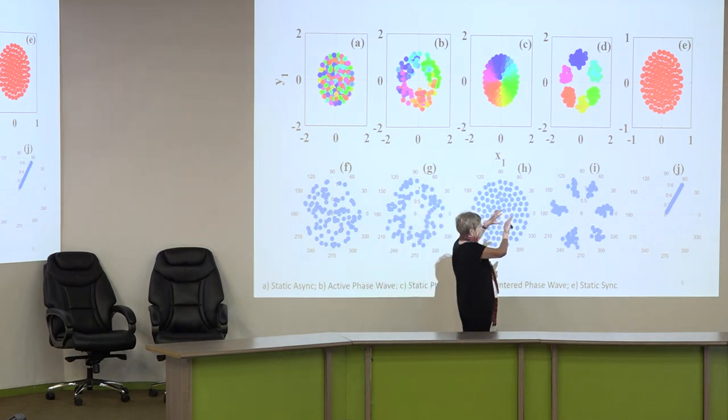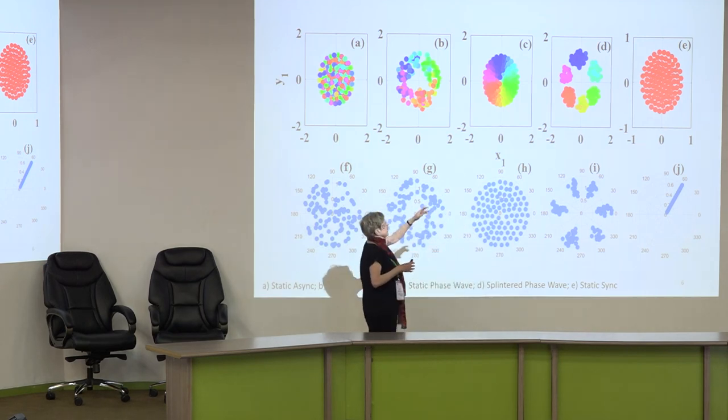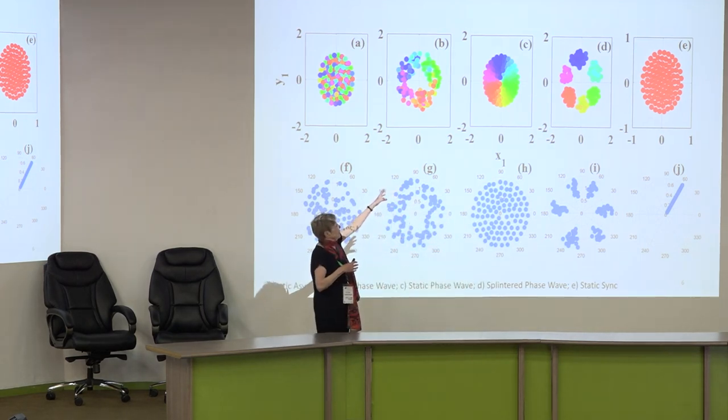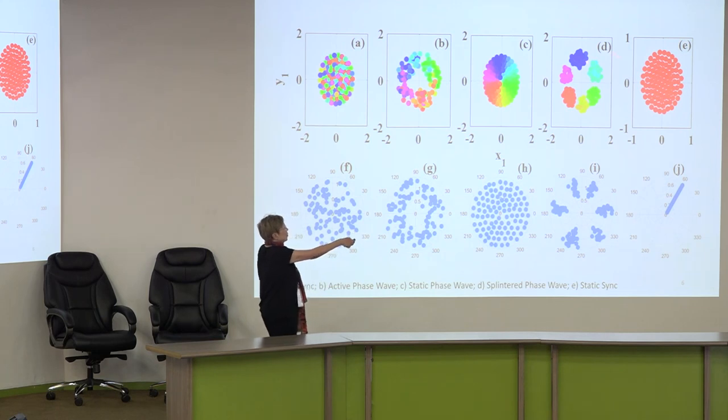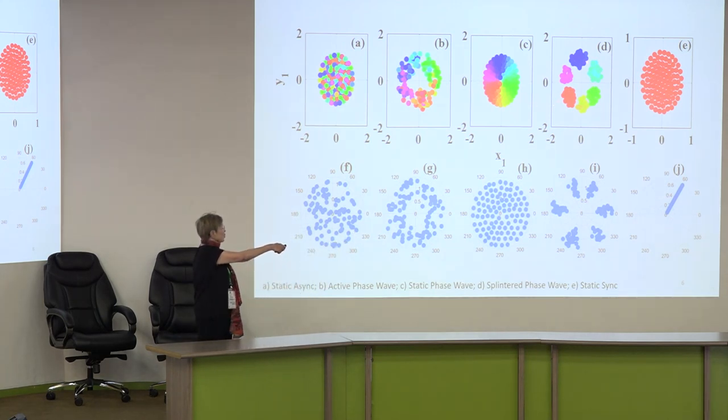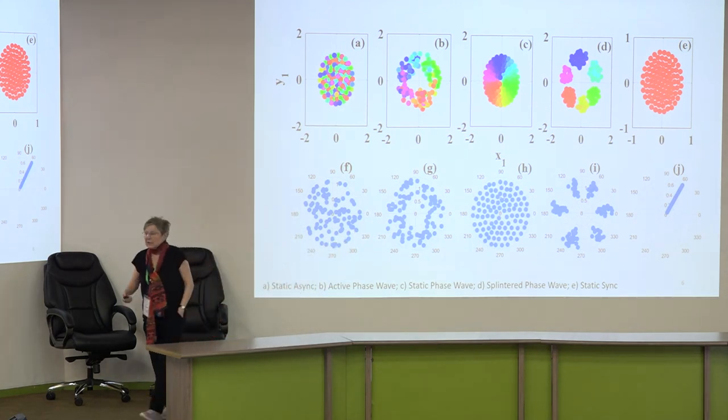In this one already, they start forming clusters, and the clusters represent the values of theta. And as you can see below, it's working. As you can see here, they also form a cluster here, and that one is the complete synchronization. This one is called a splinter phase wave.